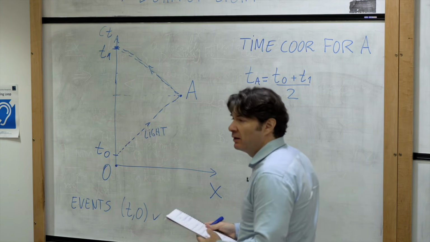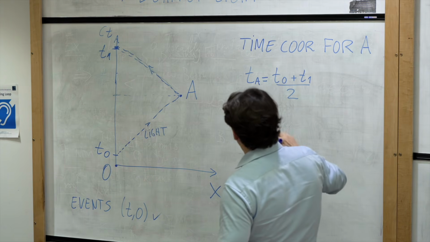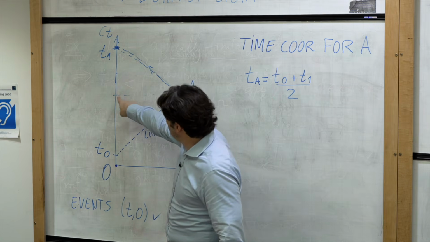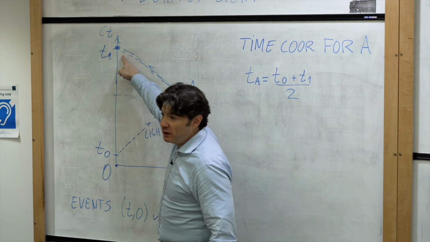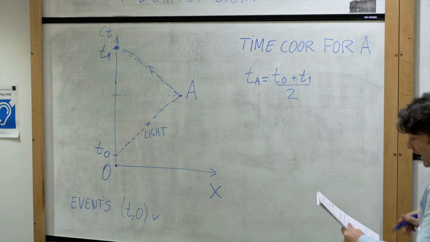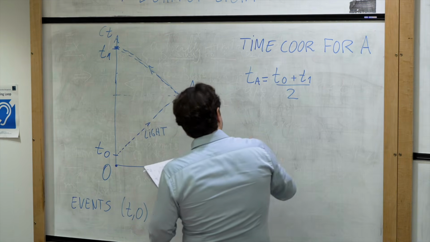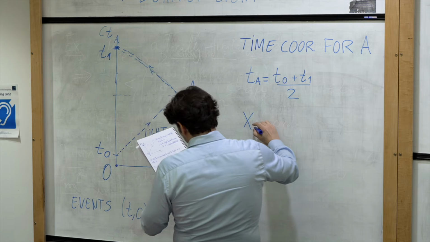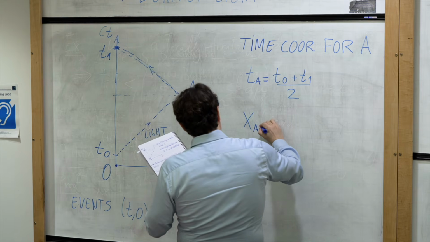You get the 2 because of the t0, t1? I get the 2 because it's the middle point between t0 and t1. It's just the average between t0 and t1. Yeah. And now for xA, what is the spatial coordinate? Let's say xA.